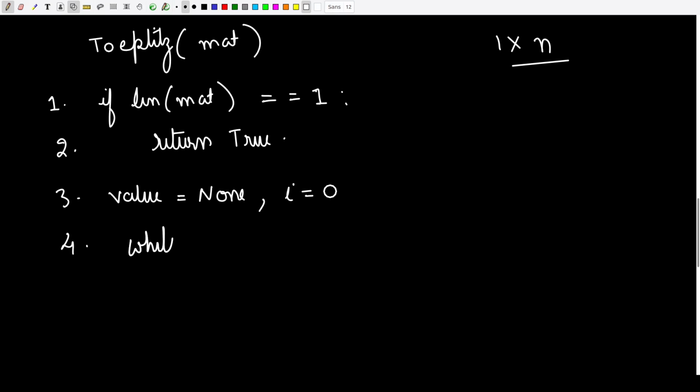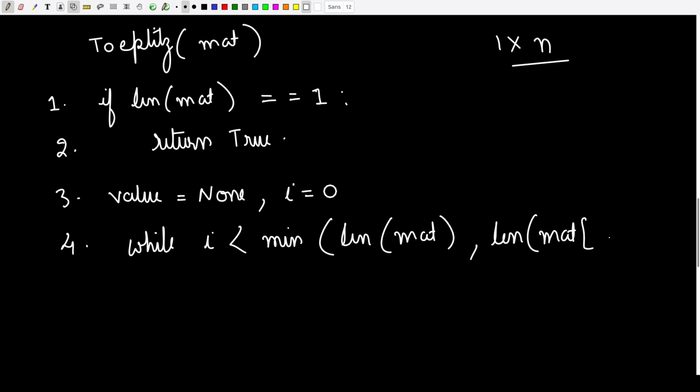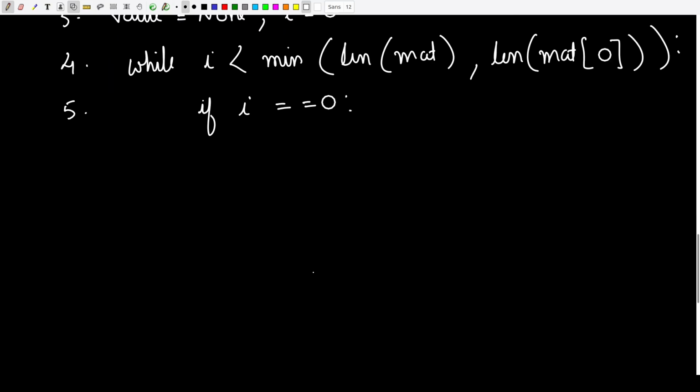So while i is less than the minimum of len of matrix or len of matrix of 0. What I am doing here is computing the minimum of the number of rows and the number of columns, and that much is what I am going to iterate on. Now if i equals 0, that means it is the first value in the matrix, in which case we are going to initialize our value by matrix of i comma i.